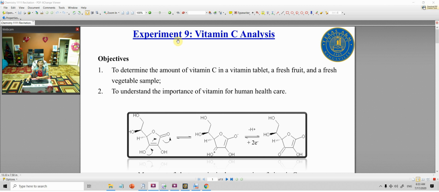So today we are going to discuss experiment number 9, the vitamin C analysis. The objectives are twofold. First, our students will determine the amount of vitamin C in a vitamin tablet or a solution, and in fresh fruit and fresh vegetable samples. The second one, our students will understand vitamin C for human health care.